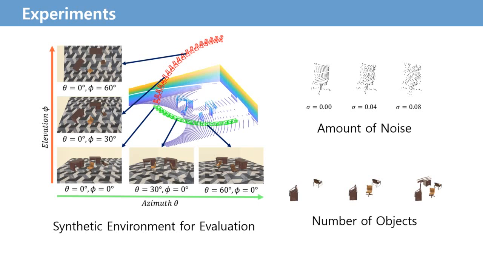We increased LiDAR noise from sigma value 0 to 0.08. Usually, a LiDAR sensor has noise of sigma 0.02. Second, we change the number of objects. From 2 objects to 4 objects, we evaluate our performance.